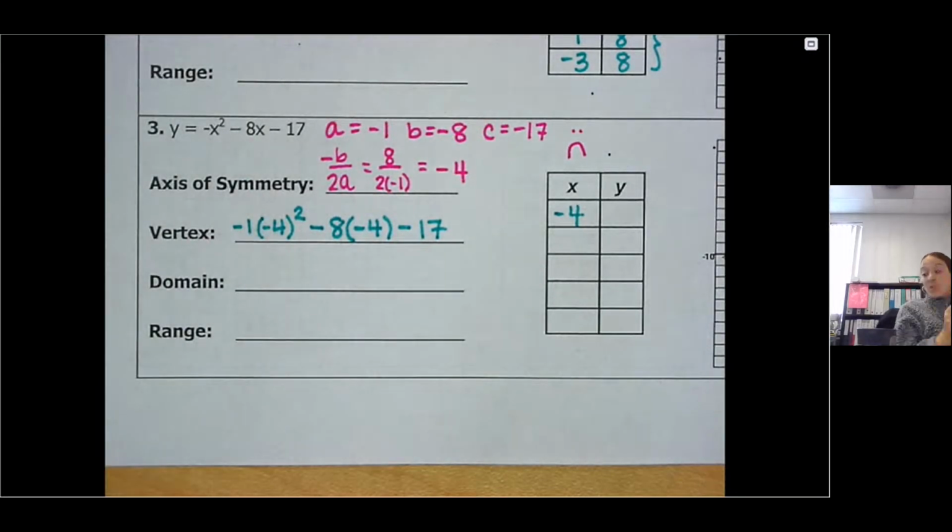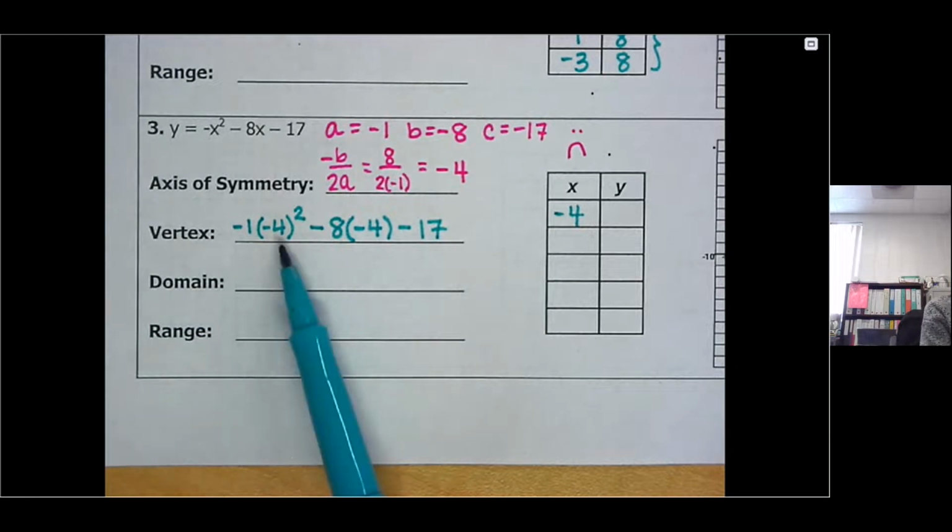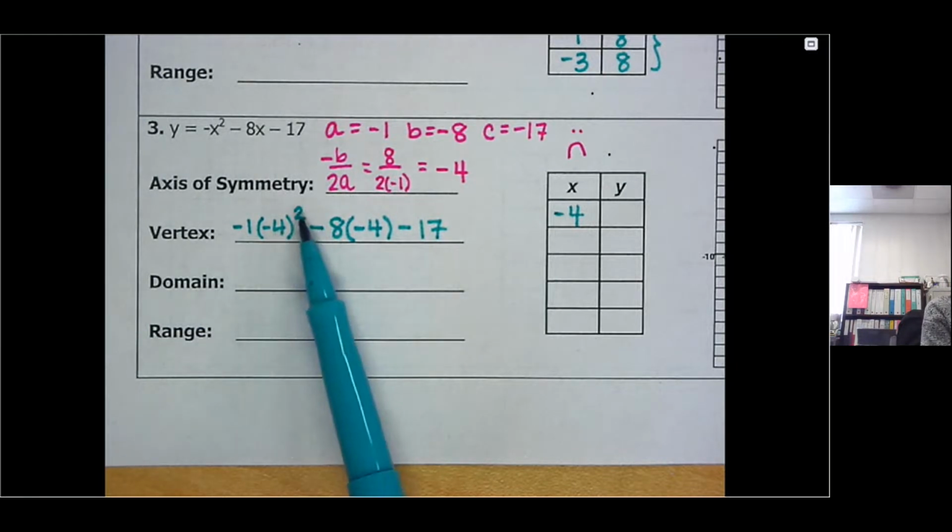Well, yeah, so this is the one that's like the trick one because of the negative signs. So what should I do first? -4 times -4. Good. So this piece goes first. Negative 4 squared means what? What do you got?